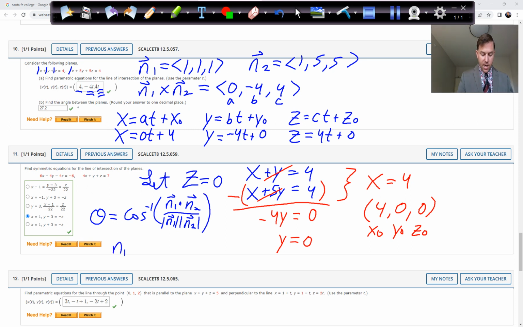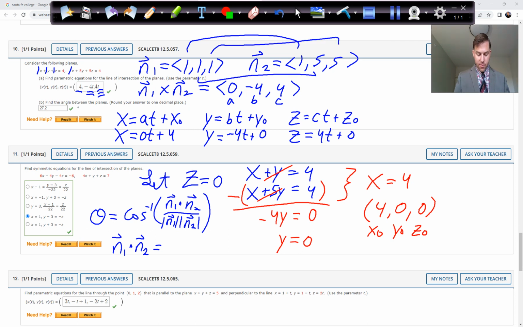And for my numbers, n1 dot n2, so again, if you multiply the first with the first, the second with the second, the third with the third, and add them all up, for me, I get 11. Then the magnitude of n1 is just the square root of 1 squared plus 1 squared plus 1 squared, which is the square root of 3. The magnitude of n2 for my numbers is the square root of 1 squared plus 5 squared plus 5 squared, which is the square root of 51.